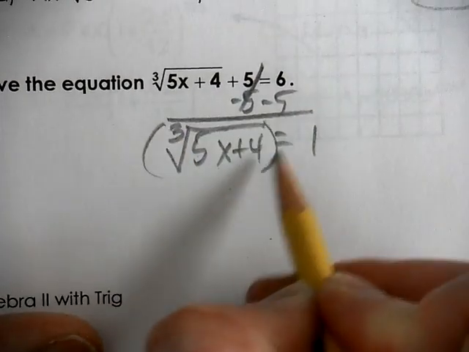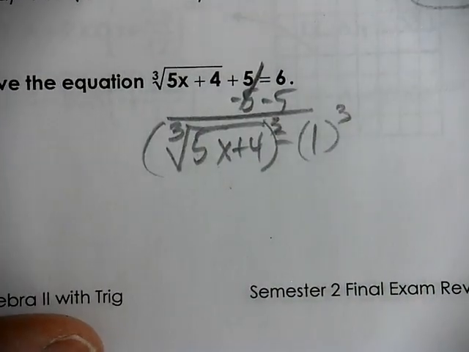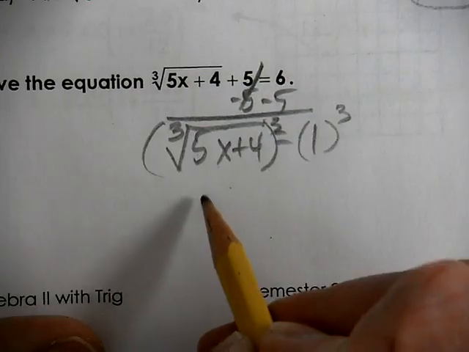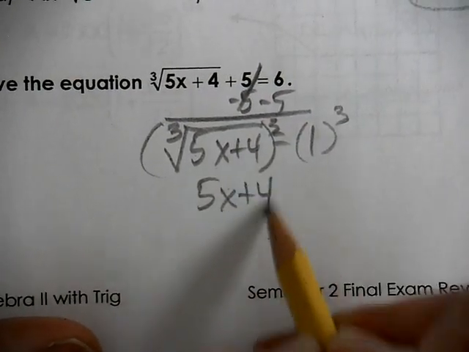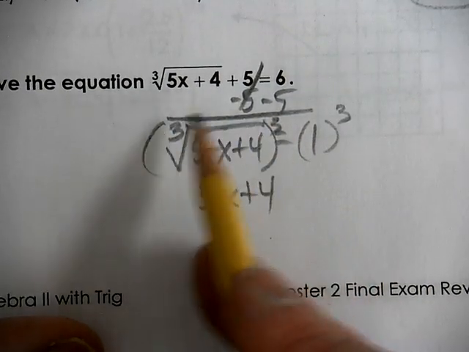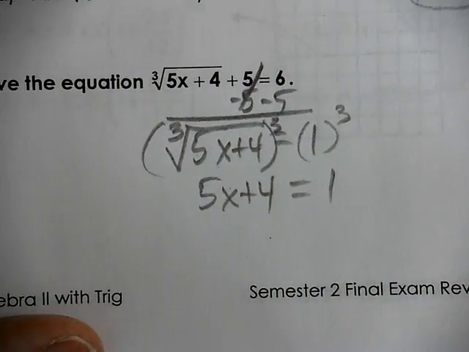Then we're going to raise it to the third power. That's how you get rid of a radical. You raise it to the power of the index. And that's going to leave you the 5x plus 4. Nothing gets cubed in there. The cube gets rid of the cubed root. And 1 times 1 times 1 is still 1.